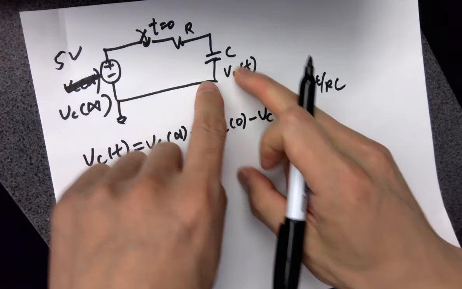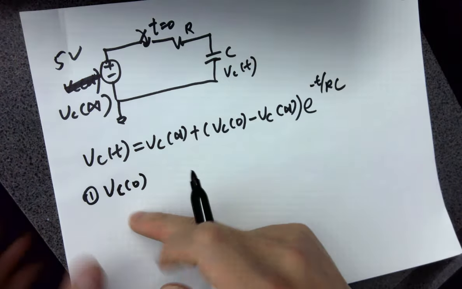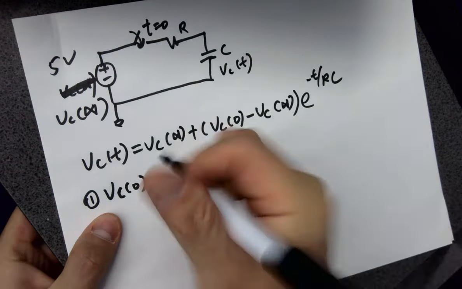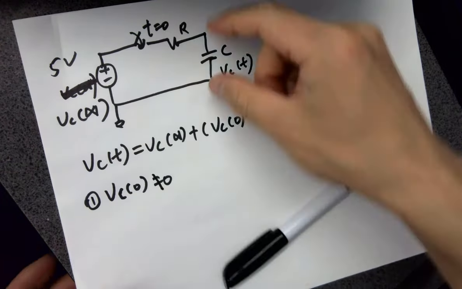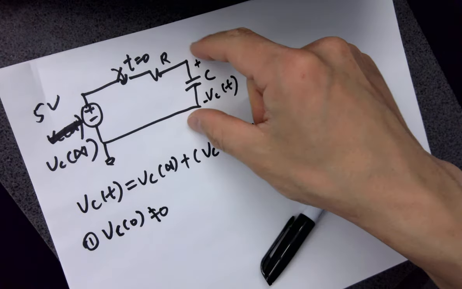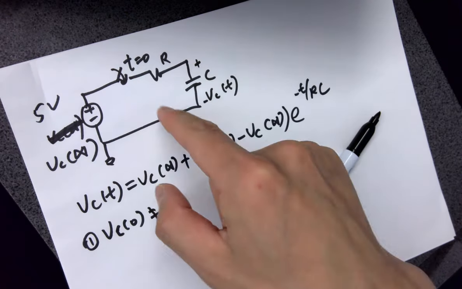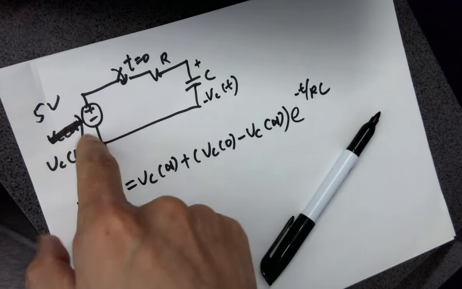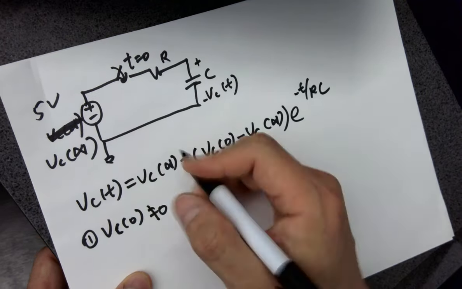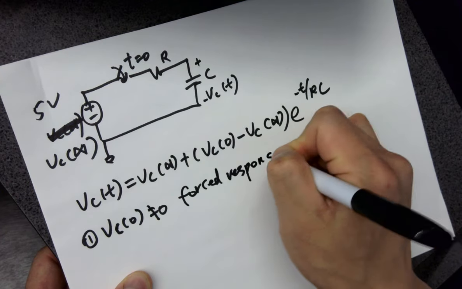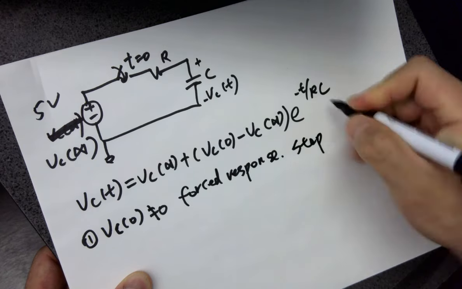initially, before I close the switch, the voltage across the capacitor is 0. So which means there's no voltage. Oh, sorry, not zero. When it's not zero, there was some voltage stored in the capacitor at the very beginning. And then you close the switch, and you are trying to force it to the voltage of the source. So it's called forced response, or step response, it's the same thing.